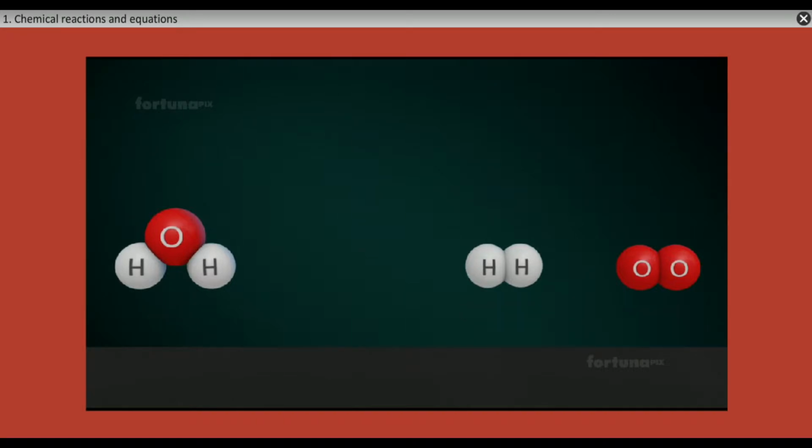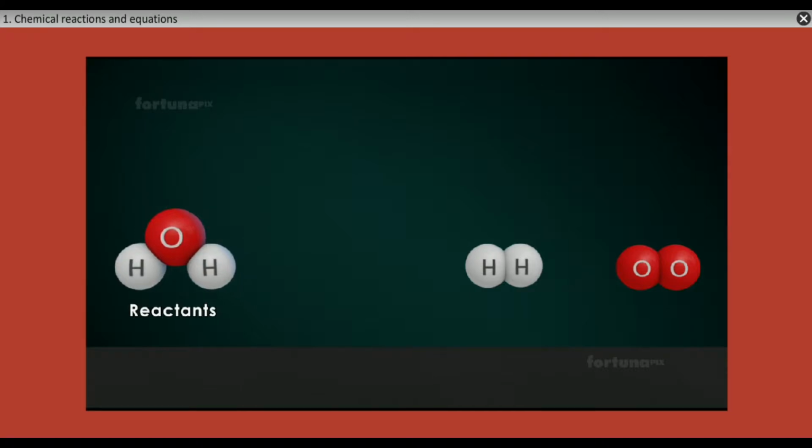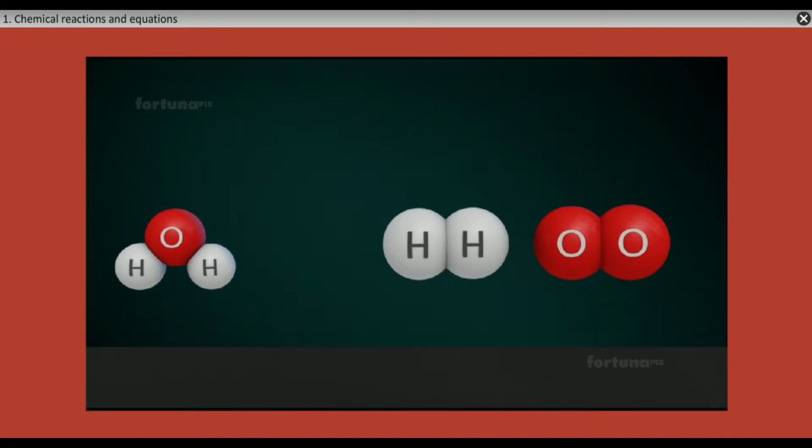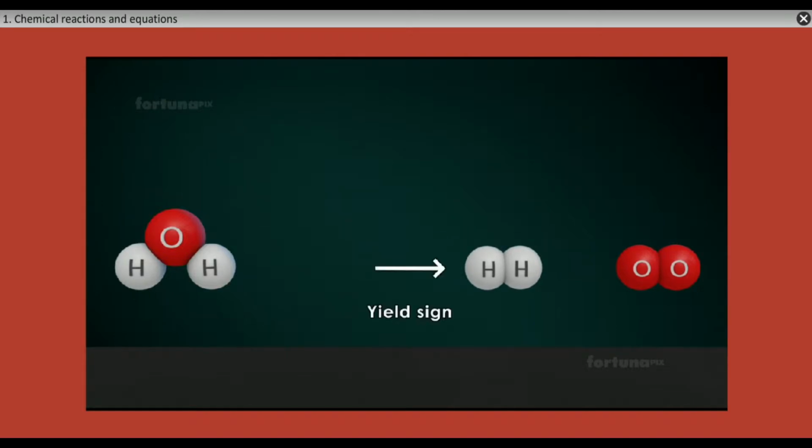In an equation, the left side will show the substances which are the reactants, and the right side will show the products resulting from the reaction. An arrow, known as a yield sign, points from left to right, indicating the reactants reacted and then yielded the products. Chemical equations also represent the relative quantities of both the reactants and the products in a reaction.